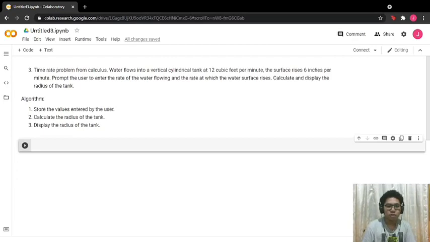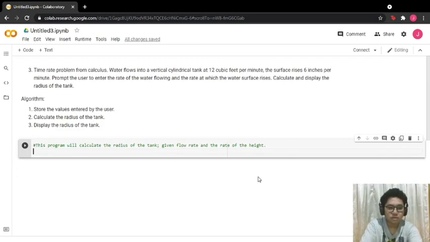So, for our third problem, we have a time rate from calculus. We are given the flow rate, which is 12 cubic feet per minute, and the surface rises, which is 6 inches per minute. So the algorithm for the program is to store the values entered by the user, then calculate the radius of the tank, and lastly display the radius of the tank.